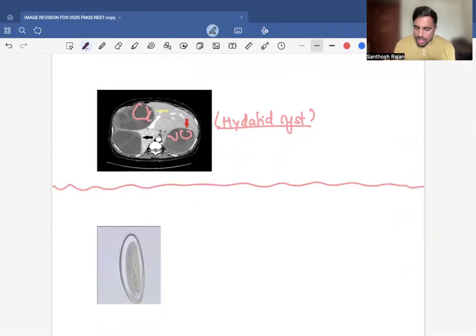Yes. Inside the hydrated cyst, you know there's the protoscolex, what you call hydatid sand, and you see the hooklets and all those things only, not much else. So you can easily guess it and write it, not a problem. Okay, can you get it?